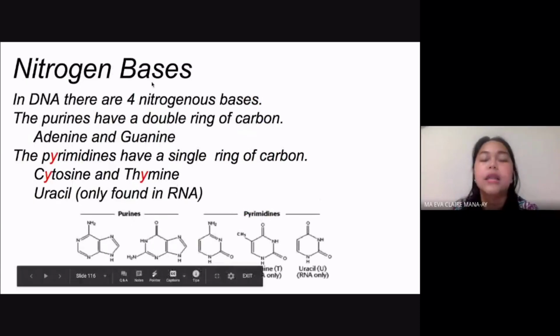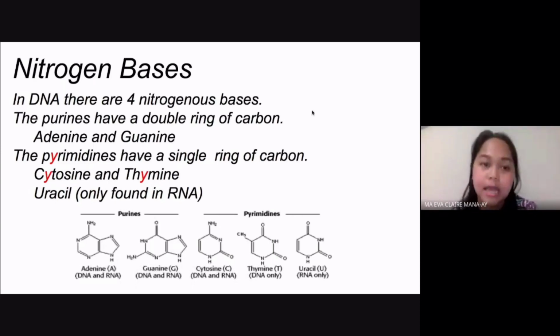Now looking at the nitrogen bases here, we actually have 4 different nitrogen bases in DNA. Remember, we've already mentioned before, there are 2 major types of nitrogen bases. They can either be purines or pyrimidines. Purines are nitrogen bases that have double rings of carbon. Examples are adenine and guanine, the 2 types of purines found in DNA. Pyrimidines, on the other hand, are N bases that only have a single ring of carbon. In DNA, these are cytosine and thymine.